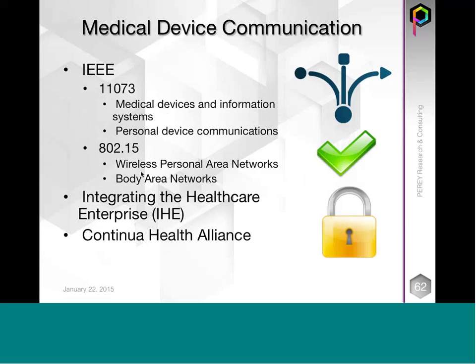Device communications is one of the areas that the IEEE excels in. Device communications is important for interoperability between devices, the medical devices, and the information management system in the back end. To verify that the patient is exactly who they say they are, and to keep that data secure as it's being driven around and delivered to different devices or to be stored. So the IEEE 11073 and the 802.15 groups are definitely leading in these areas. There's also Integrating the Healthcare Enterprise. That's another group, and the Continua Health Alliance are all important in device communications.